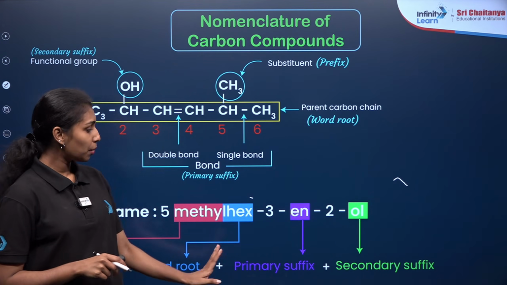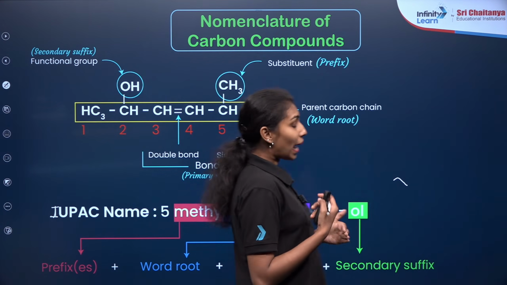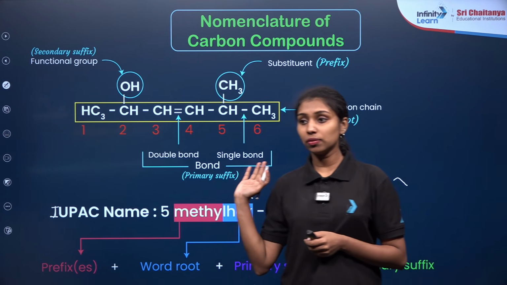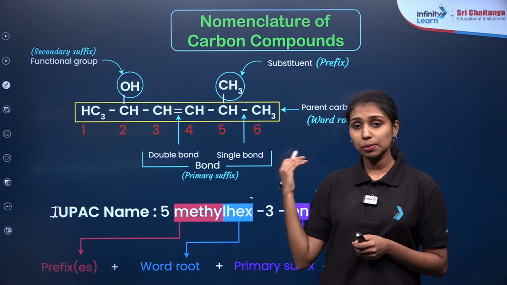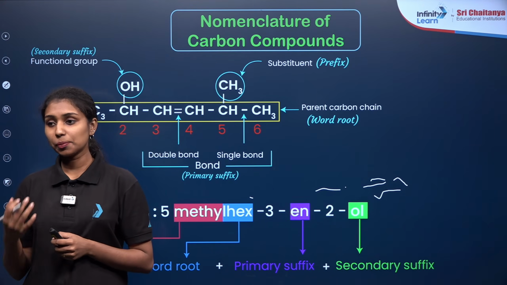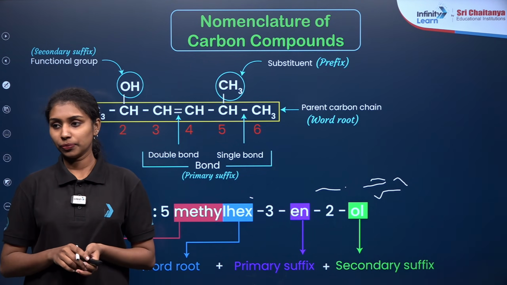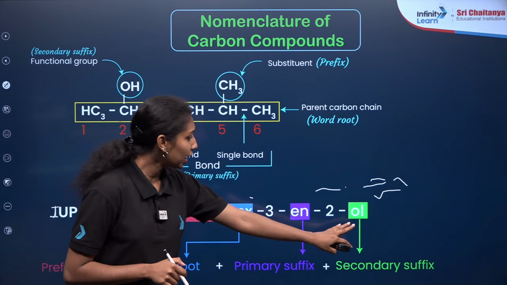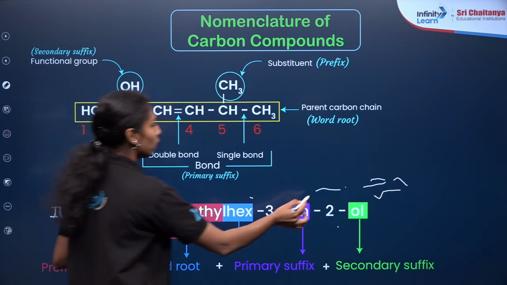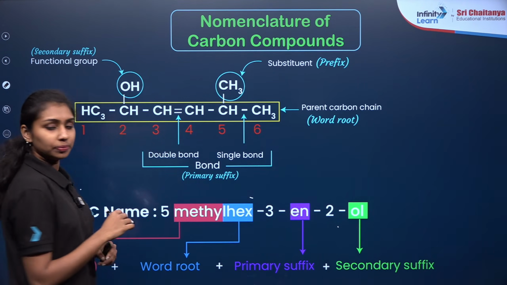Is that clear how to do the naming of this compound? Just try by yourself how to find out the name of this compound. So practice more questions to get an idea about the naming of carbon compounds. You can expect this type of questions from your examination point of view. Yes, ENE represents a double bond. If you are containing any other groups, it will be removing the E here, and the remaining part will be the functional group there. Clear?